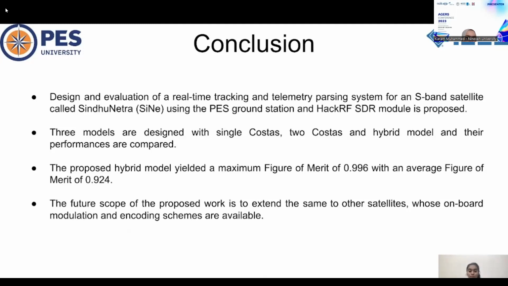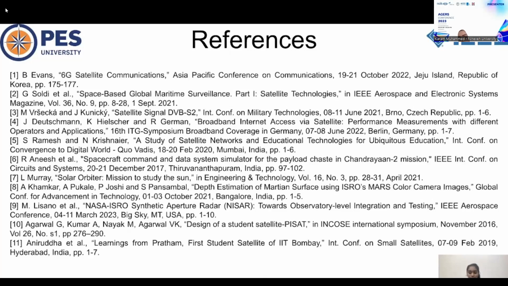The future scope of the proposed work is to extend the same to other satellites whose onboard modulation and encoding schemes are available. These are the research papers referred during the implementation of the proposed models.